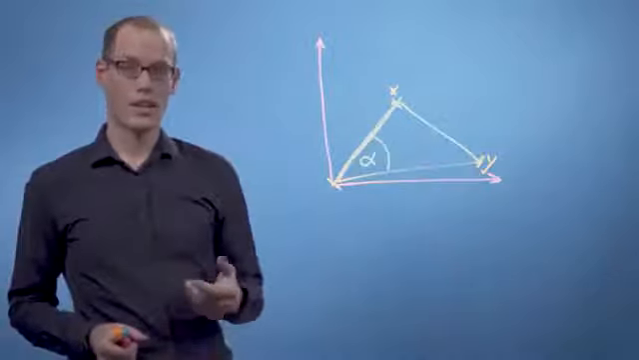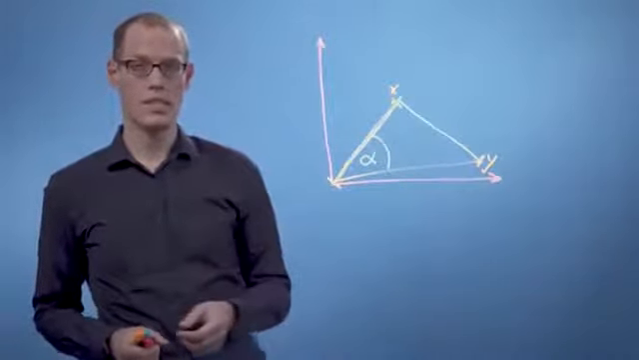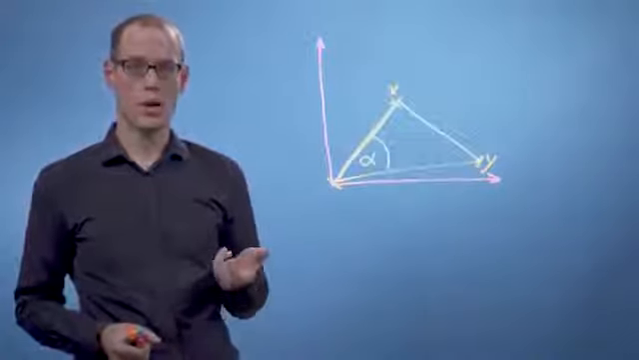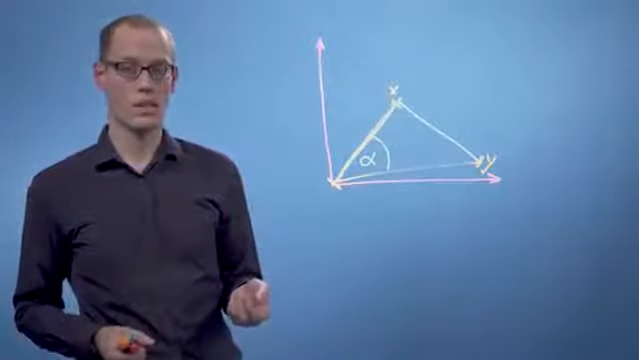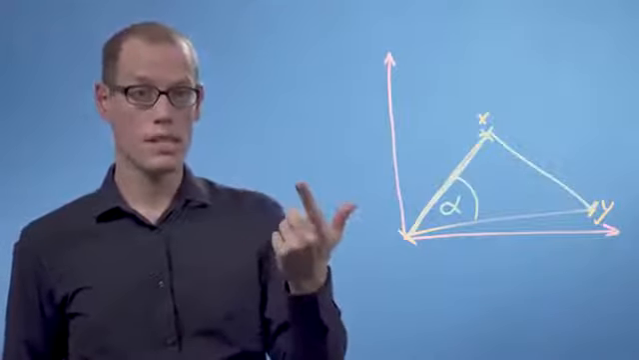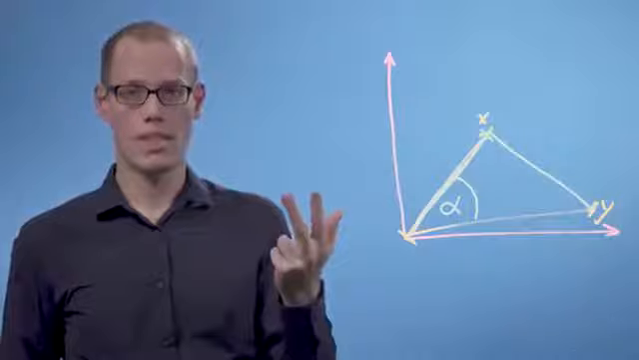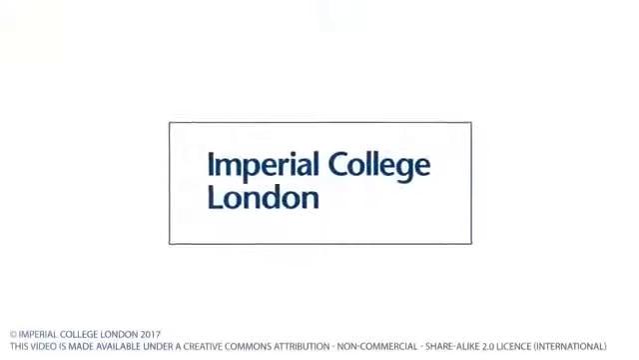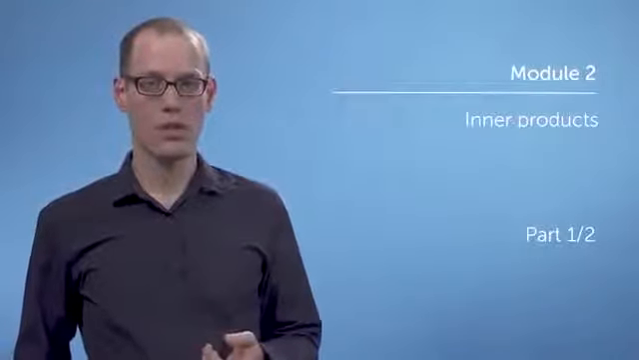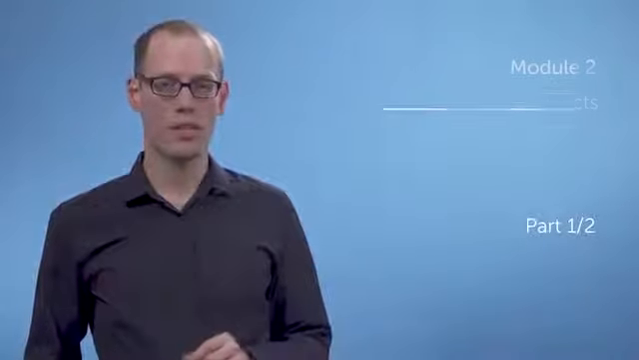In order to measure angles and compute lengths and distances, we need to equip the vector space with an inner product, which allows us to talk about geometric properties in this vector space. In the next videos, we will be looking at computing lengths, distances between vectors, and angles between vectors.